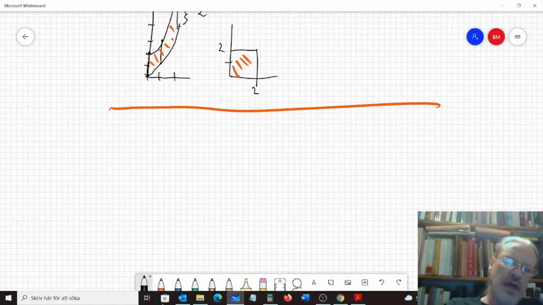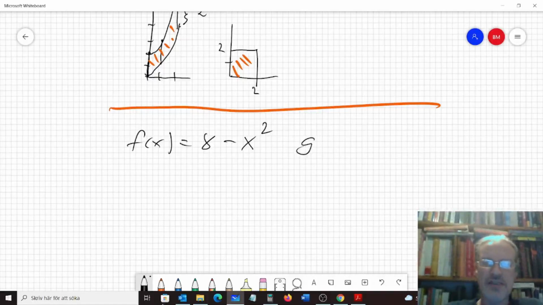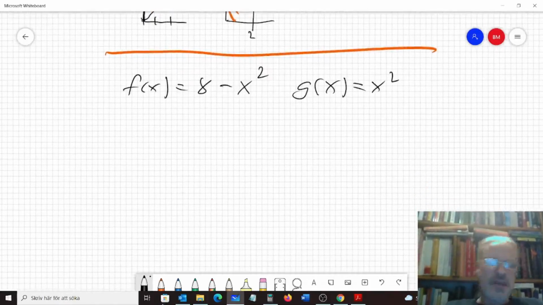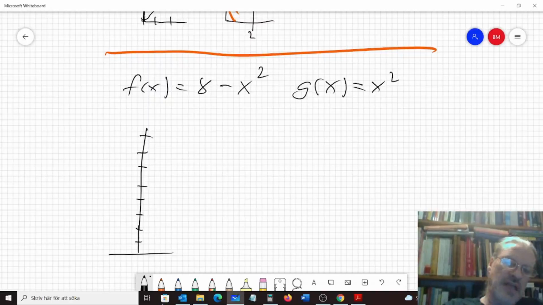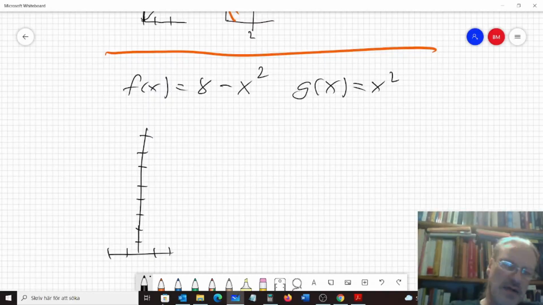We should look at f of x equals 8 minus x squared, and say g of x equals x squared, and we should find the area enclosed between these two. So the first thing we could do is try to graph this. 1, 2, 3, 4, 5, 6, 7, 8. 1, 2, 1, 2. So if we plug in 0 to f of x, we get 8.